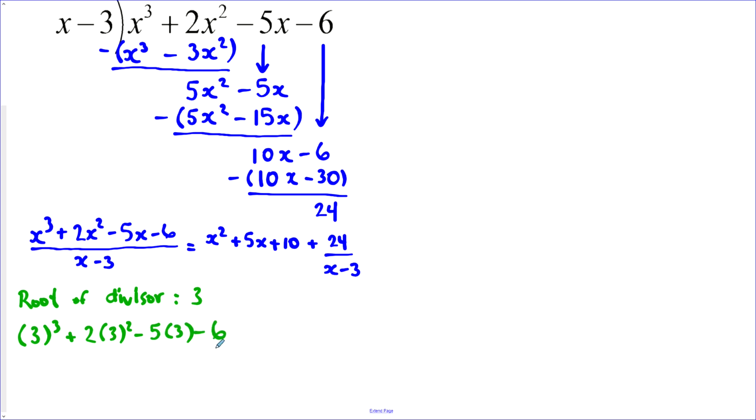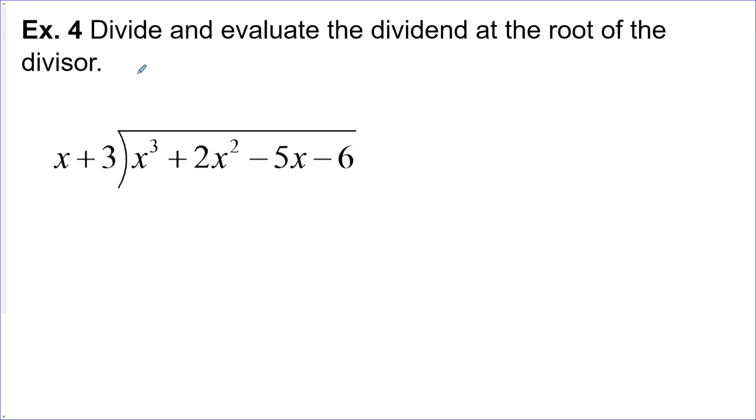Okay, so there we got 3 in there. And we got 27, and then 2 times 9, 18, then minus 15, and minus 6. There we go. So then we got 45 minus 21, and that is 24. So 24, that's an interesting number there, and hopefully it looks familiar because we just saw it here. Let's try another question and see what happens.